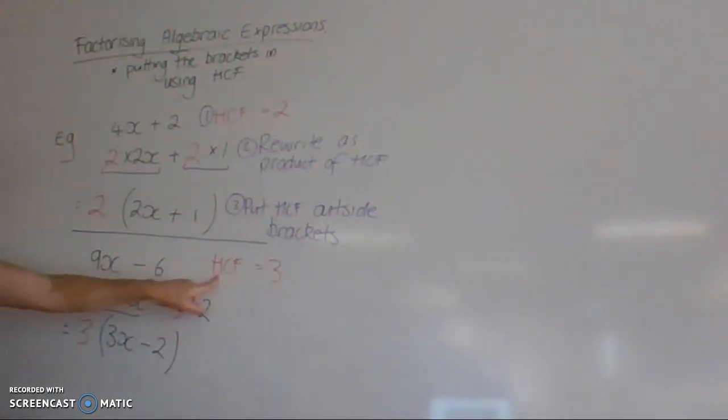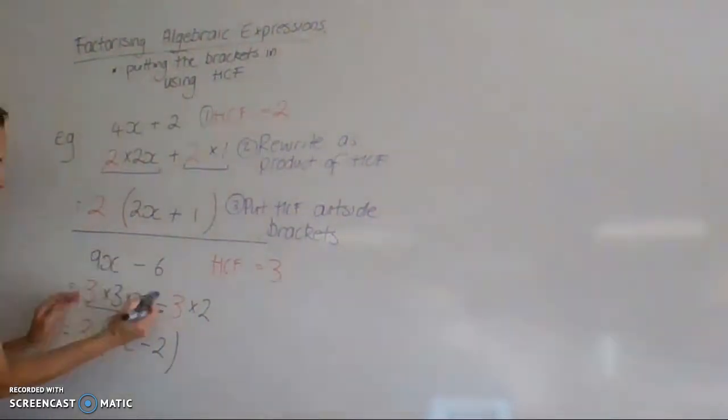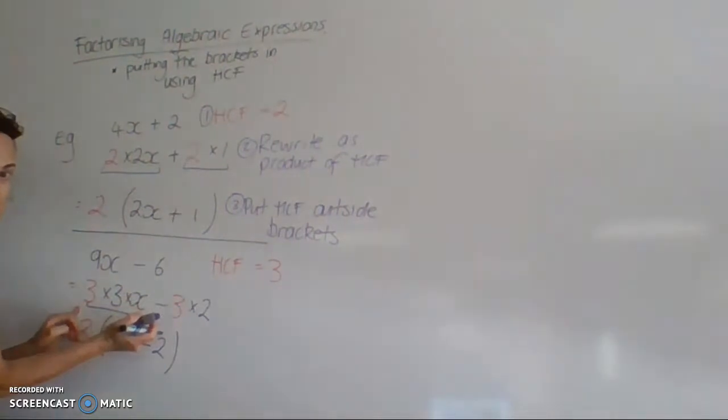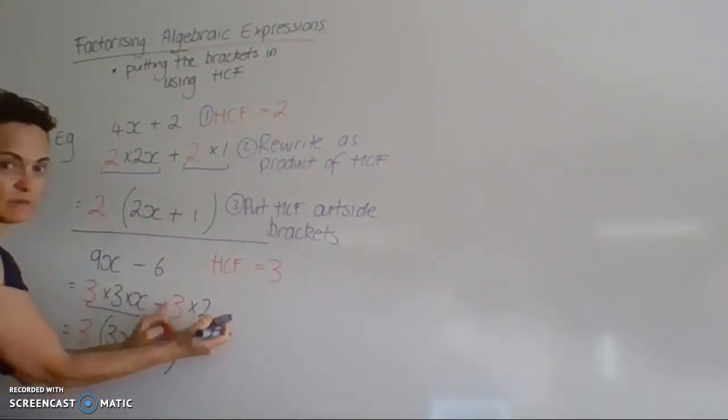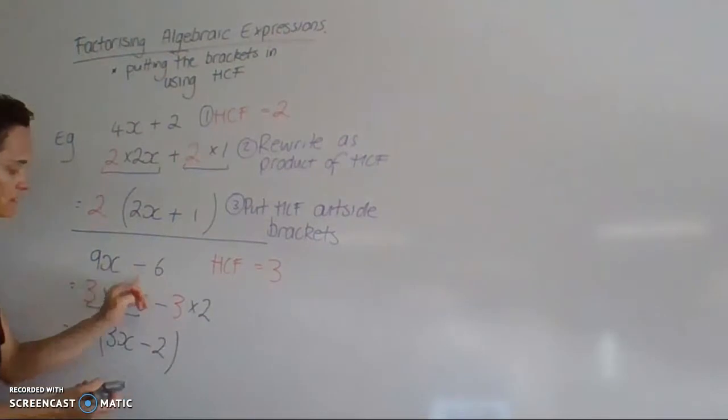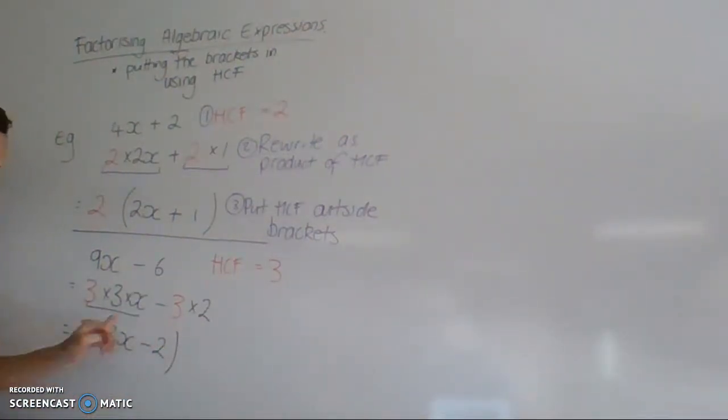Okay, so 9x subtract 6. The highest common factor is 3. We rewrite it using the highest common factor 3 as a product. So if you look at 9x, that becomes 3 times 3 times x. If we look at the 6, that becomes 3 times 2, and then the subtraction follows down. Then the HCF goes outside the bracket, and everything in black goes inside the bracket, and you must look at what this sign is, and that comes down inside the bracket.